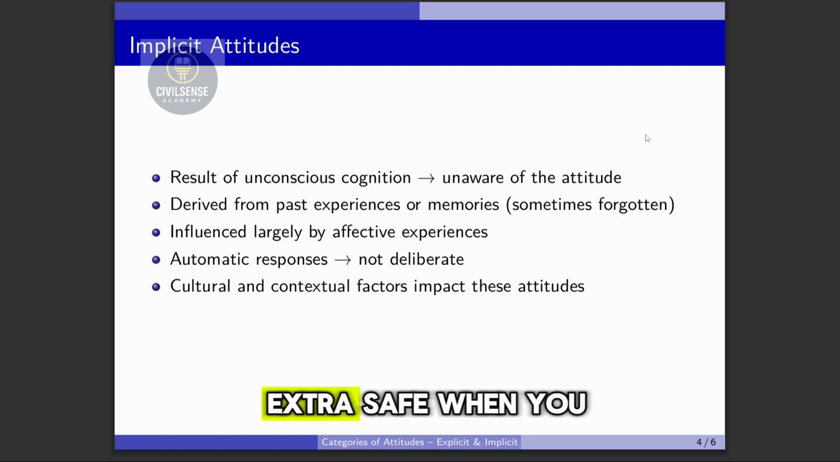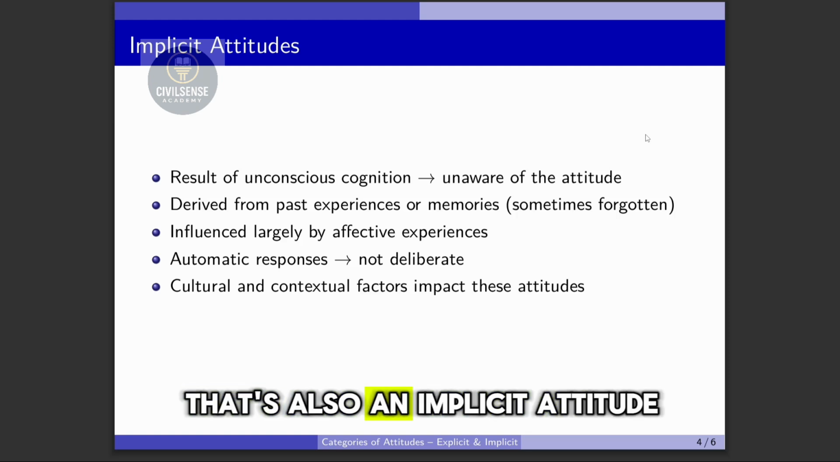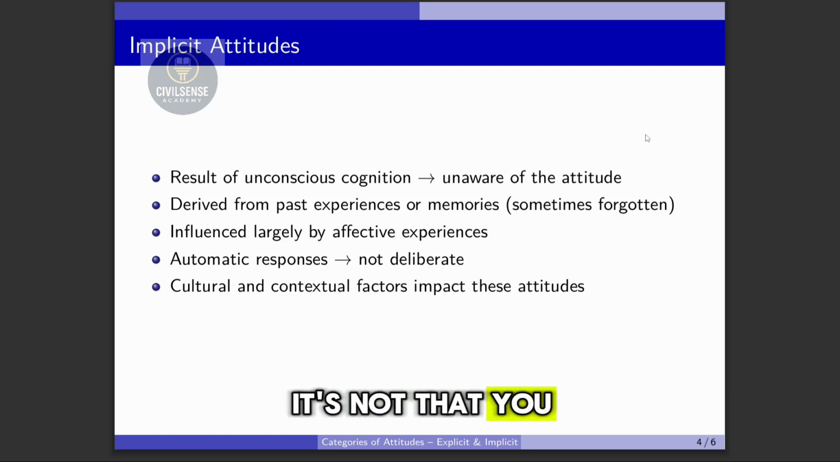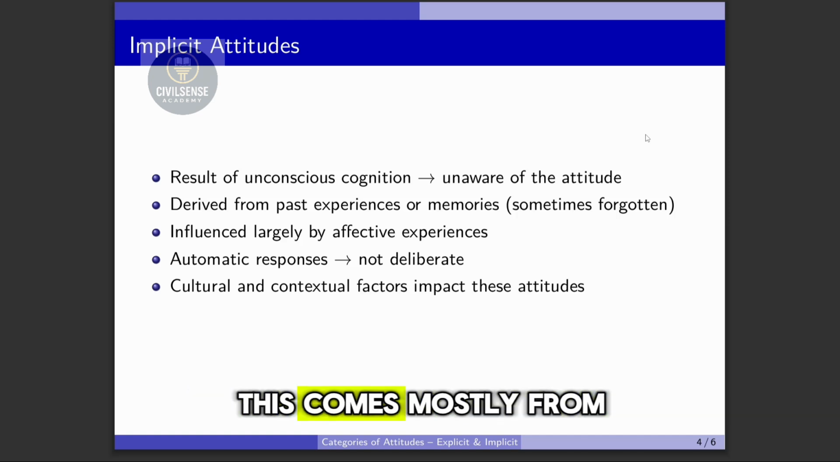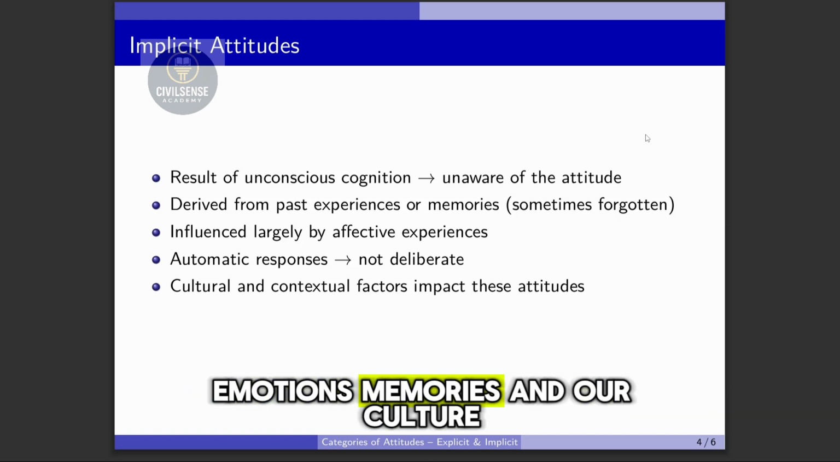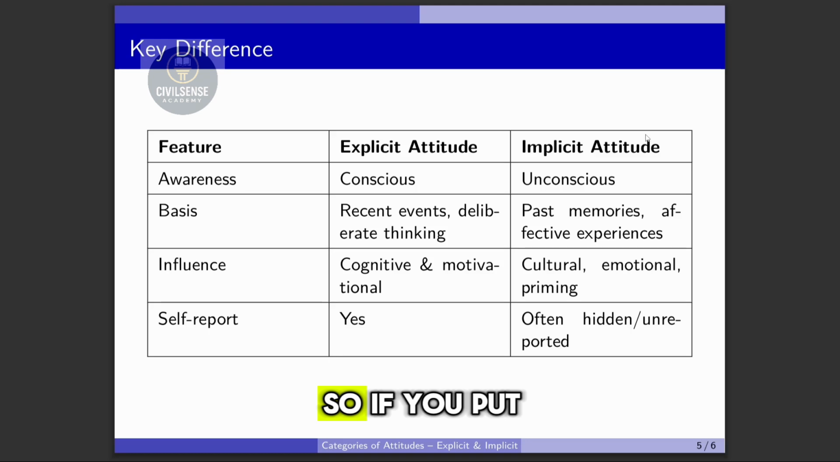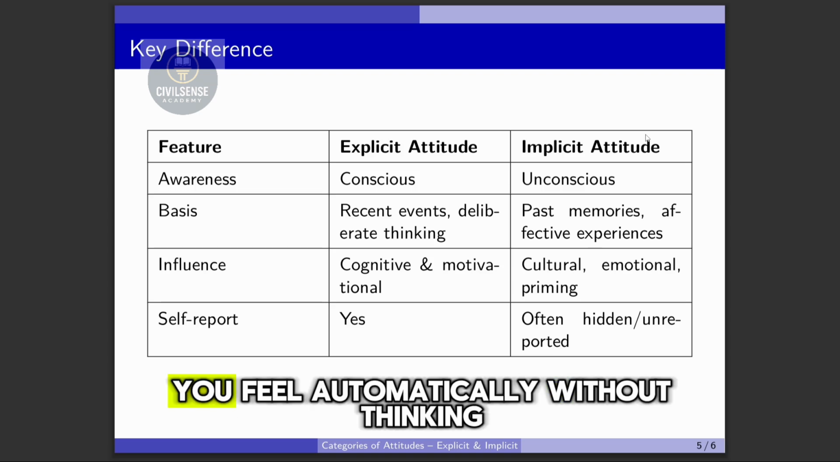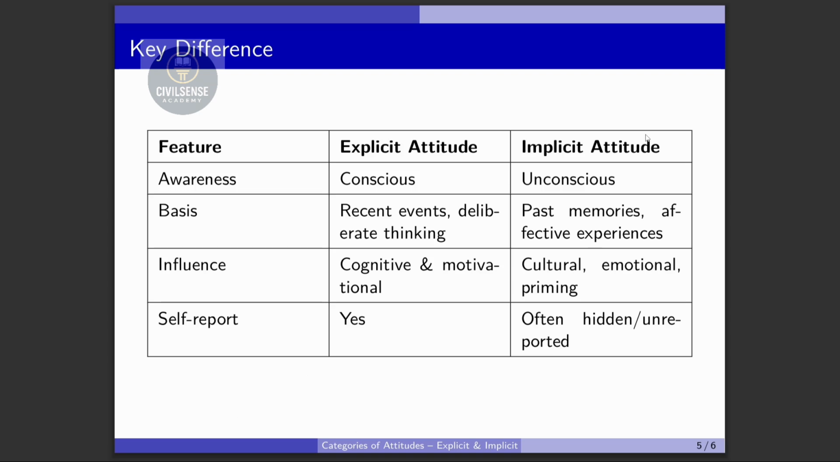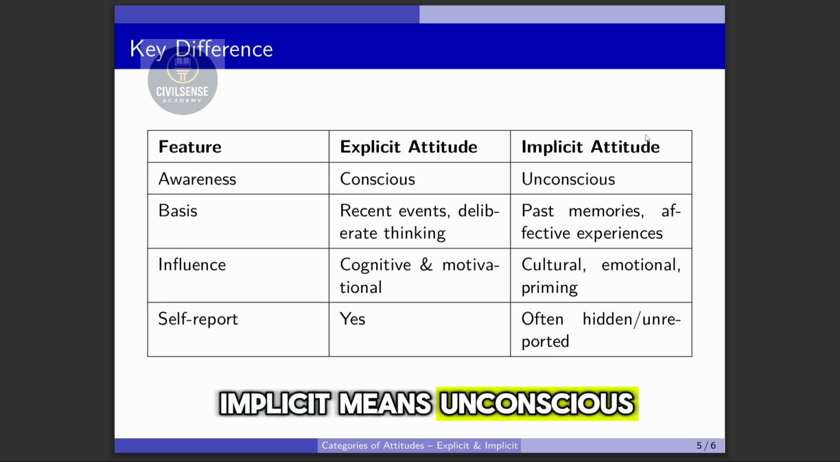Or maybe you feel extra safe when you see someone in a doctor's coat. That's also an implicit attitude. It's not that you decided to feel that way. It just happens automatically. These come mostly from emotions, memories, and our culture. So, if we put it very simply, explicit attitude is what you know and can explain. Implicit attitude is what you feel automatically without thinking. Explicit means conscious and implicit means unconscious.